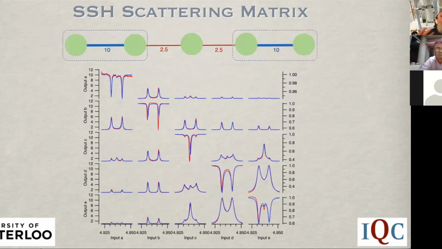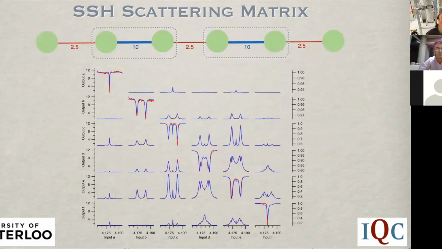And then what I could also do is break the alternating pattern, so I make a defect in my SSH model. And you see that I then get a zero mode pinned to the defect in the center. Or here I go to 6 sites, so now I have an even number of sites.